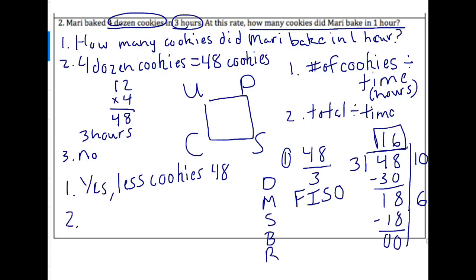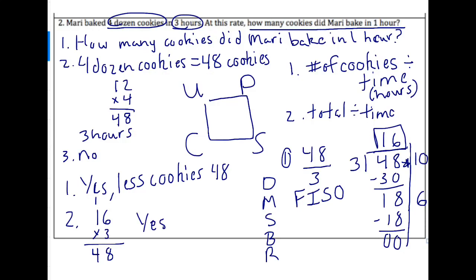Number 2, is your answer reasonable? Well, if I take 16 times 3, let's see if that gets me 48. So I know that if I multiply 16 cookies in 1 hour times 3 hours, I should get 48. 3 times 6 is 18. 3 times 1 is 3. Plus 1 is 4. 48. So 48 matches my dividend over here that I'm starring. Matches my dividend, so I know that it's reasonable. So my answer is yes, it's reasonable.